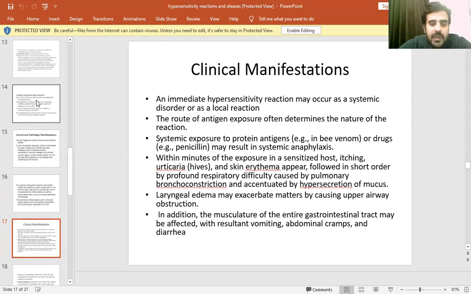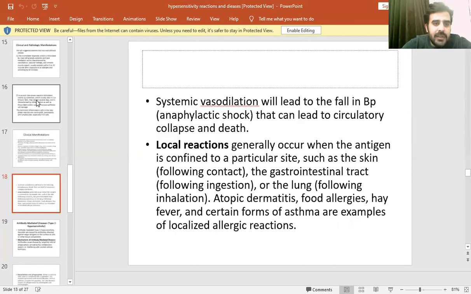In addition, the entire gastrointestinal tract musculature may be affected. It will result in vomiting, abdominal cramps, and diarrhea. Systemic vasodilation will lead to a fall in the blood pressure, and we call this anaphylactic shock. It may lead to circulatory collapse and death.